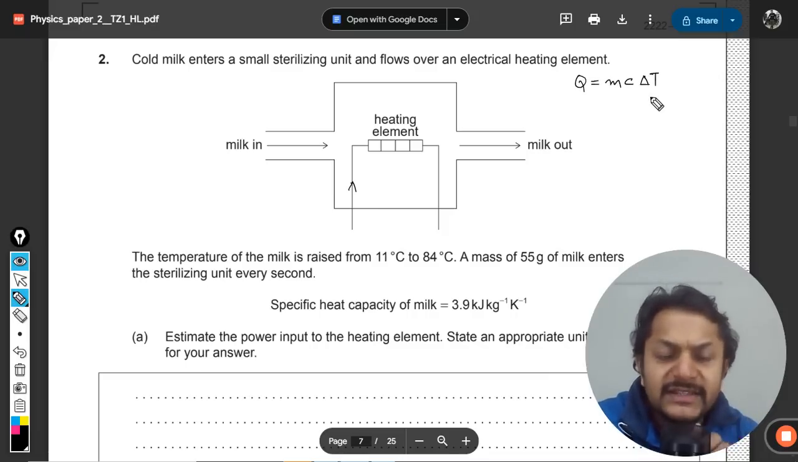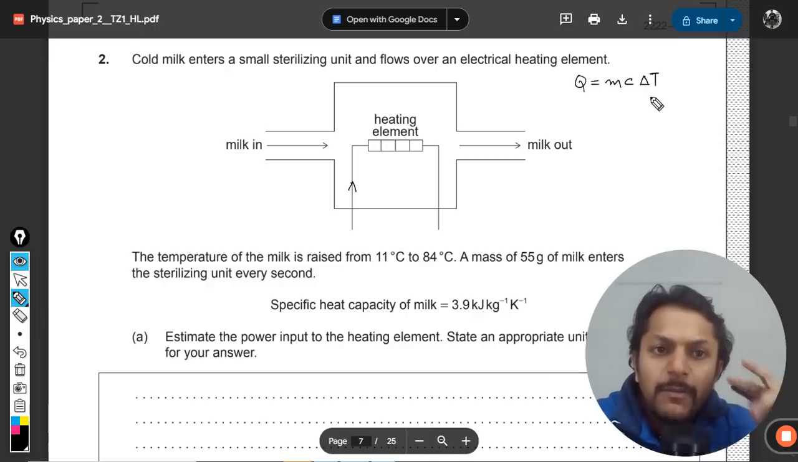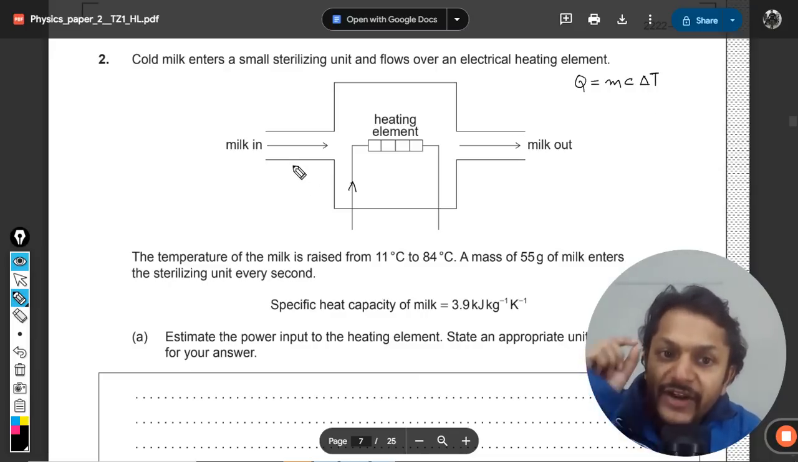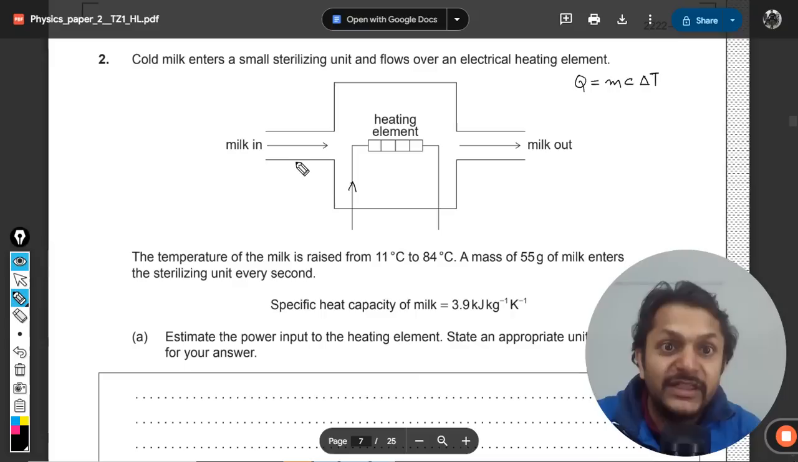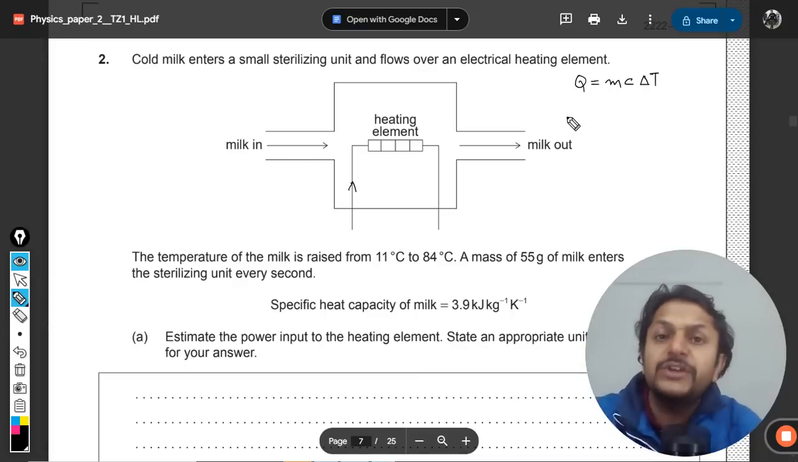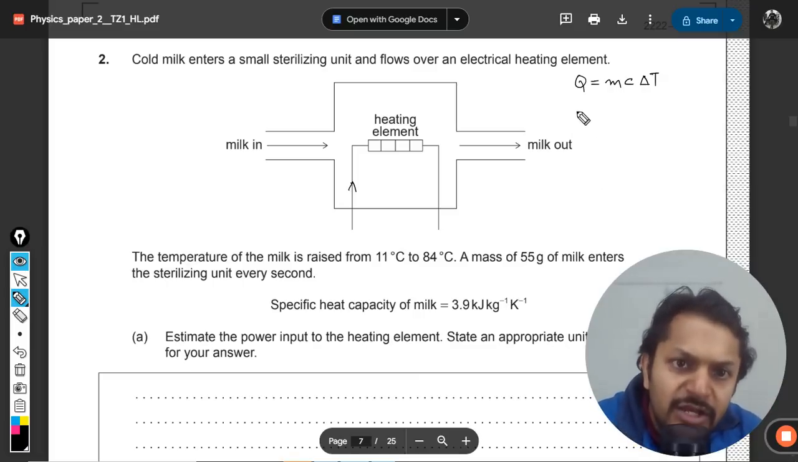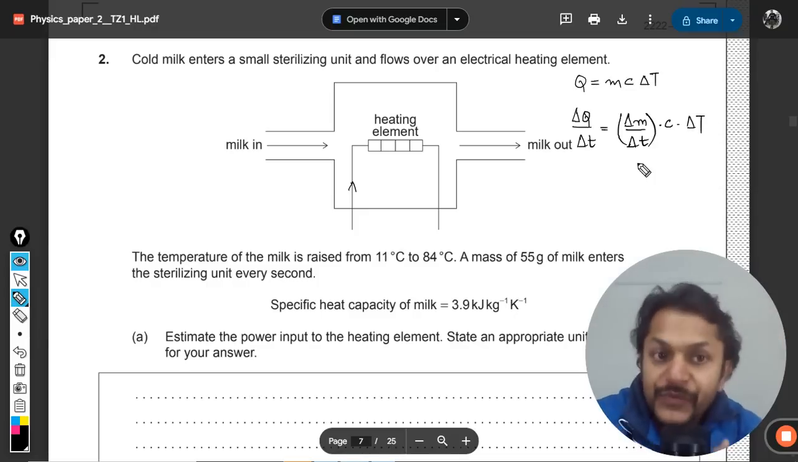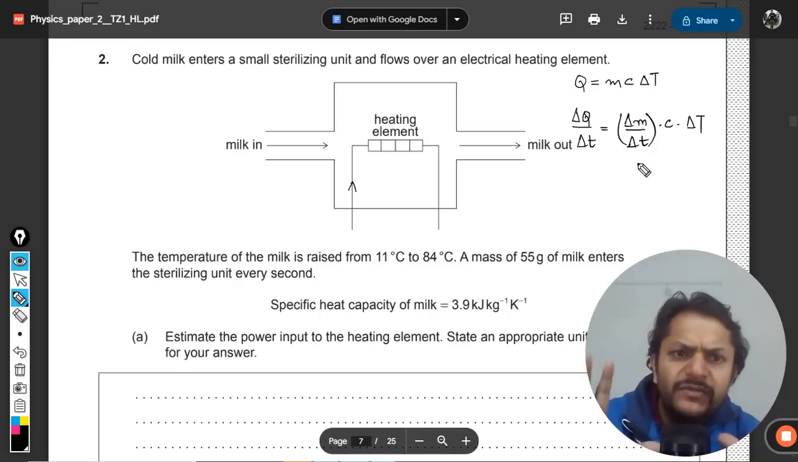But the problem here is that heat is not given, and the mass of the milk is not constant. It is a continuous supply of milk, but the mass flow rate is given. So it means that we must talk about rate. We have to divide the whole equation by time. So that will come out to be delta Q divided by delta t. So this mass is a variable here. So this is the rate of flow of mass into the specific heat of the milk into the change in temperature of the milk. So this is what we will do.